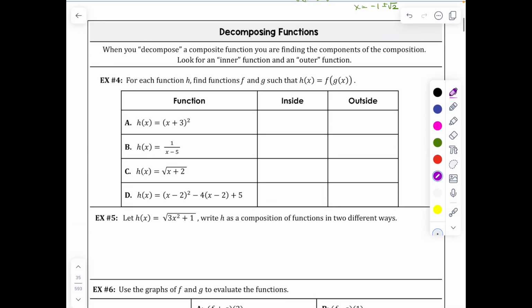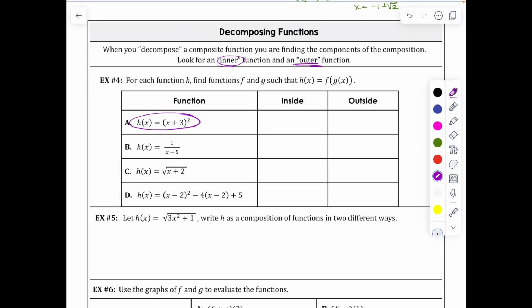All right, let's talk about decomposing functions. When you decompose a composite function, you are finding the components of the composition. So it's like going from the result and figuring out how we got back to it. Look for the inner function and the outer function. So here's what this looks like.